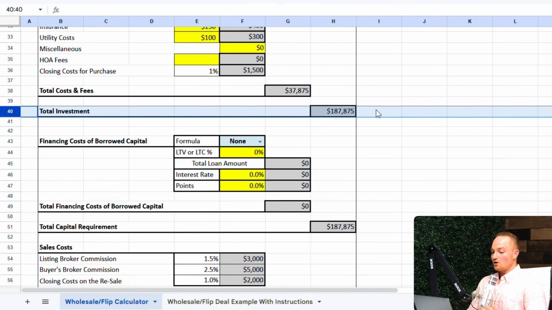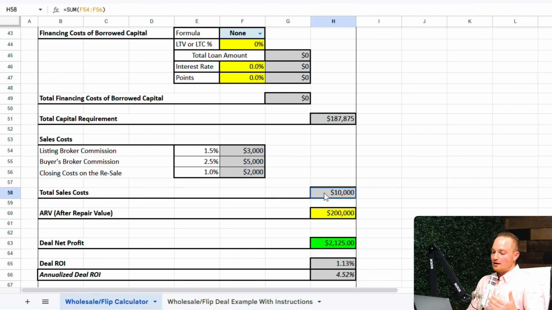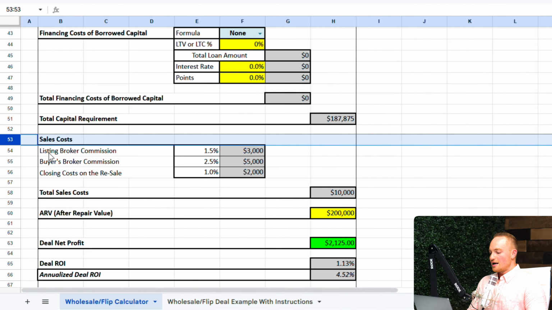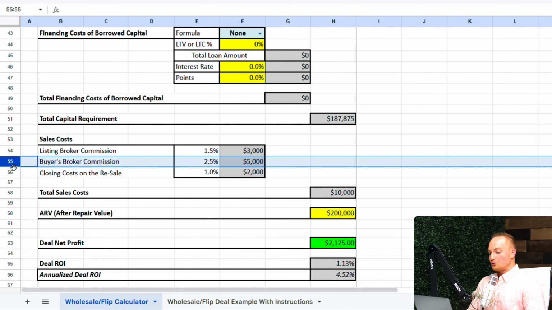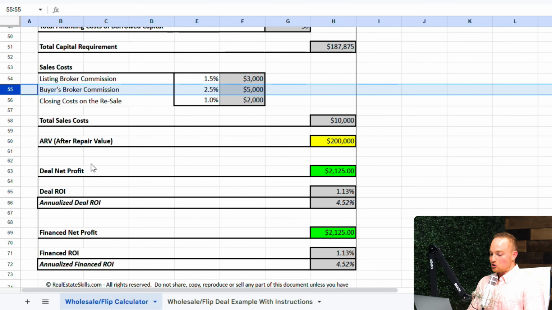So we have what's called sales costs. So if you want to put that property on the market and sell it, then you're going to need to hire a listing agent, right? Most likely, unless you're able to find a buyer off market and do a deal directly with that buyer, then you're going to hire a real estate broker to list the property. And you're probably also going to be paying a buyer's broker to bring a willing and able buyer to buy the property. So that's why we have a section in this calculator called sales costs, which account for the listing broker commission, the buyer broker commission, and there's going to be closing costs on the resale of the property, right?